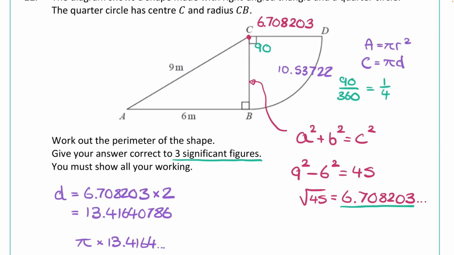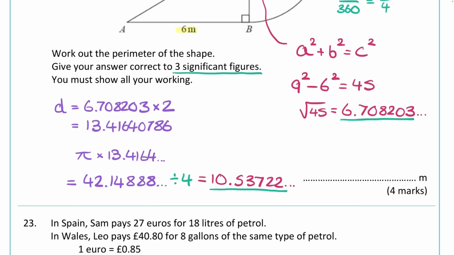The perimeter of the shape is going to be adding all of those together. So 9, 6, 6.7, 10.5. We'll add these all together on the calculator. 9 plus 6 plus 10.53722 plus 6.708203 equals, and we get our final answer, which comes out as 32.245423, and to three significant figures, 32.2. And there we go, 32.2 is our final answer.